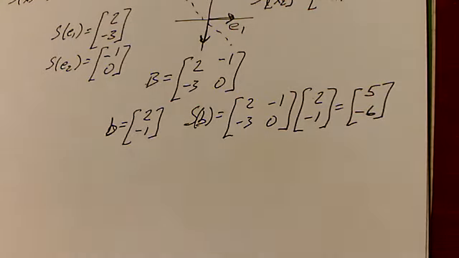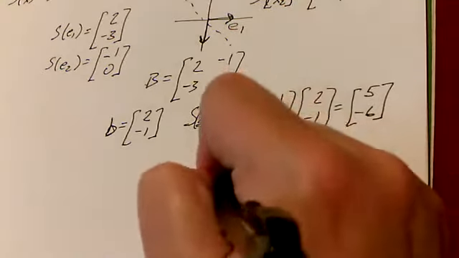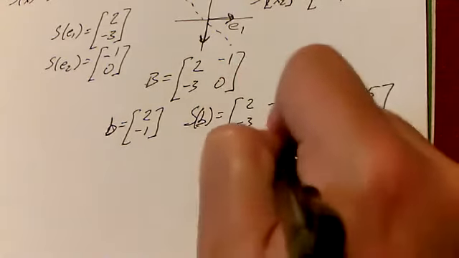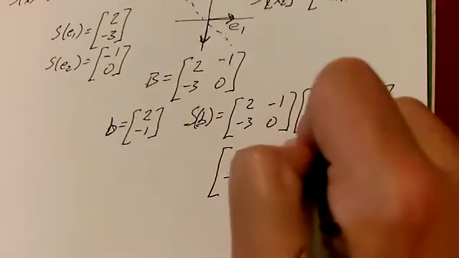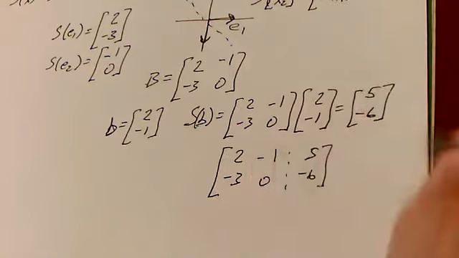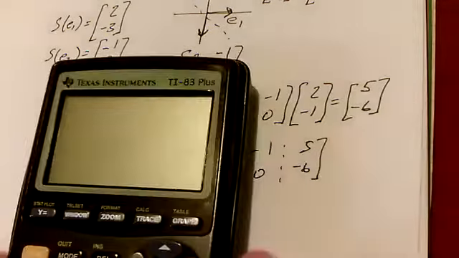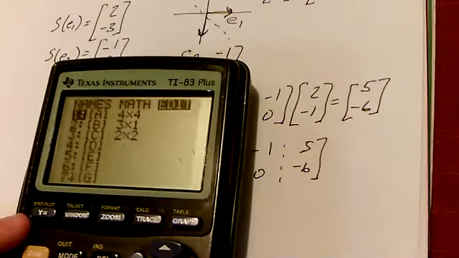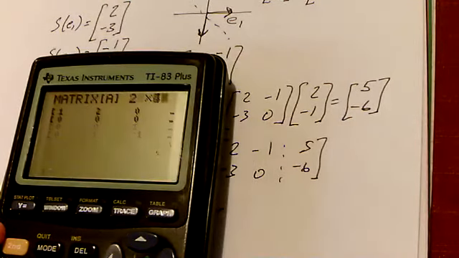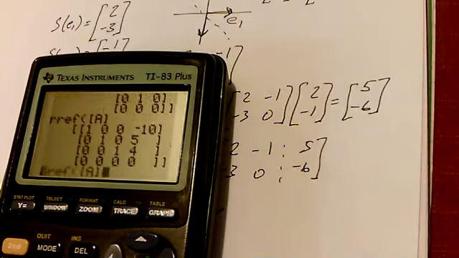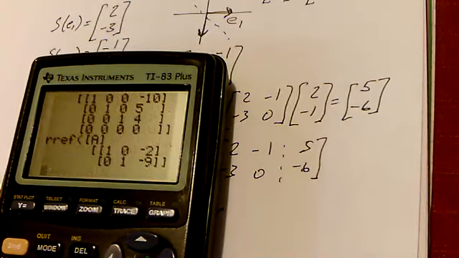Chapter 1 is really notorious about everything fitting kind of on top of itself. You get 2, negative 3, negative 1, 0. And if I augment that with 5, negative 6, okay, if I row reduce this system, let's take a look at it here. If I go to matrix, edit, I'm going to go with a 2 by 3 matrix here. This is 2, negative 1, 5, 3, 0, and negative 6. Okay, and I come back here and row reduce that.